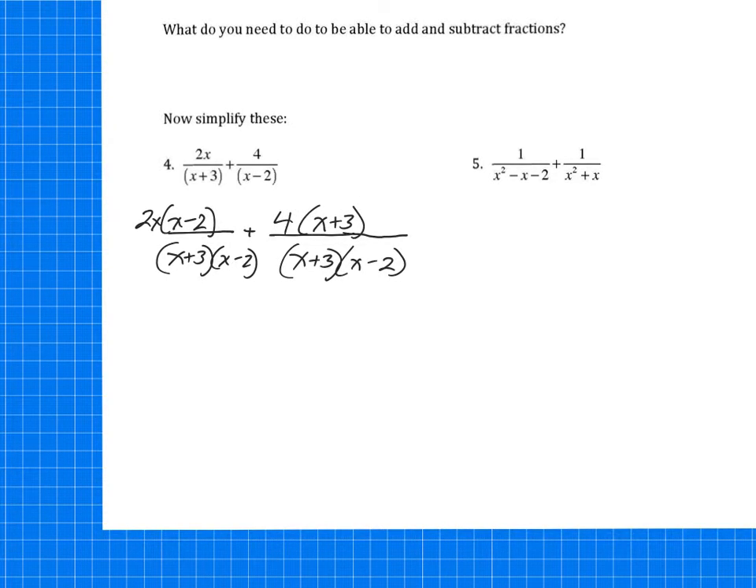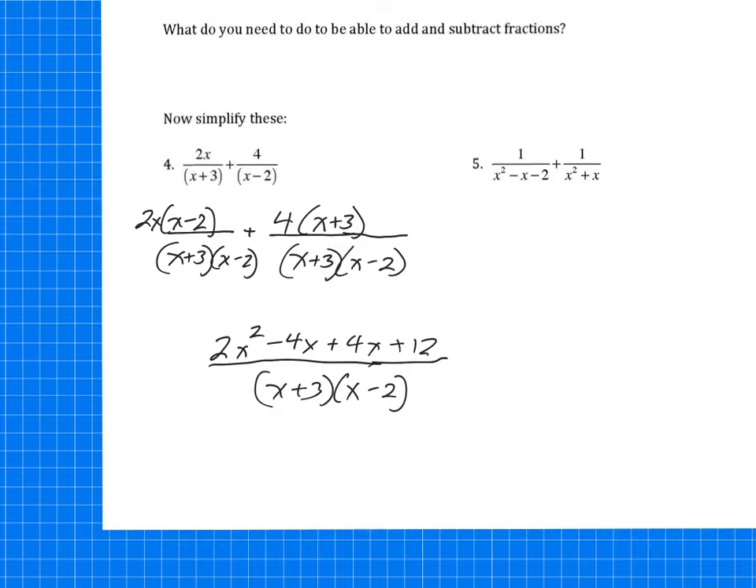Now I need to express it. Step 3 is to express it as a single fraction over one denominator, right? Anyway, let's go ahead and rewrite it. And so we're going to get 2x squared minus 4x plus 4x plus 12, all over that x plus 3 times x minus 2.